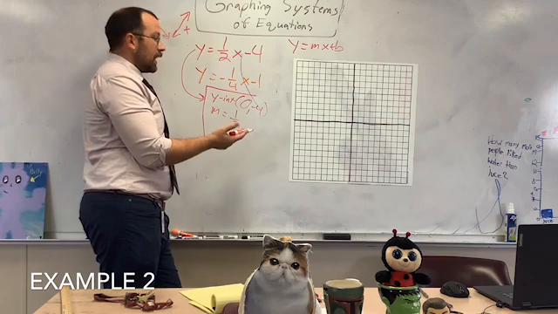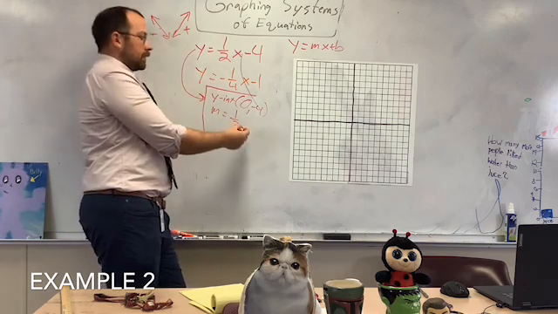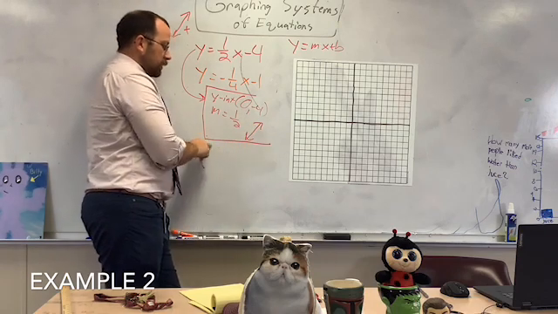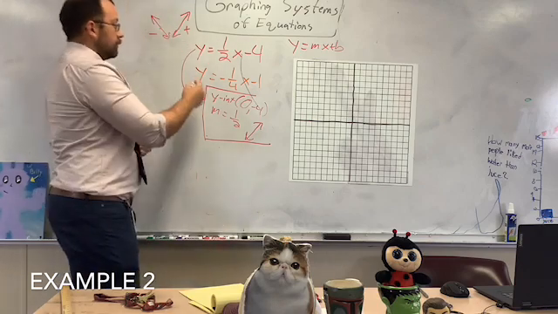Now I just need to know what the line's going to look like. Since this is positive, am I going to have a negative or a positive line? Positive. And there you go. That's all the information we need for that line. Our second line.